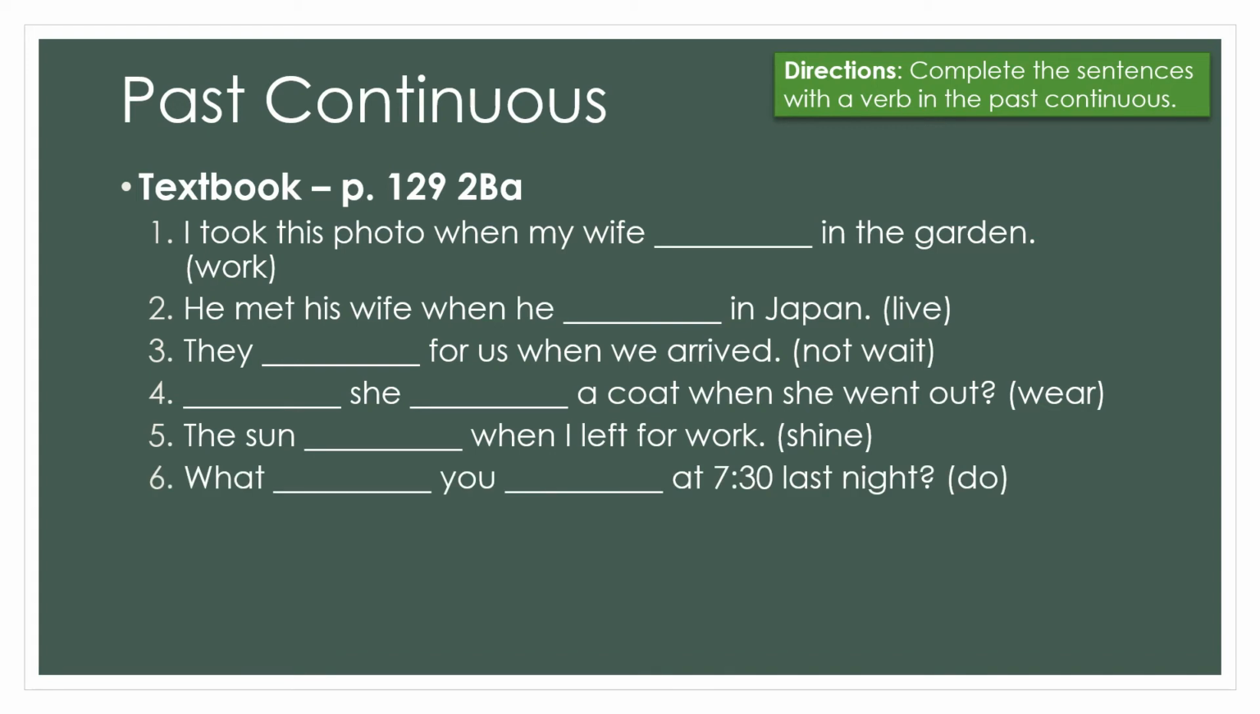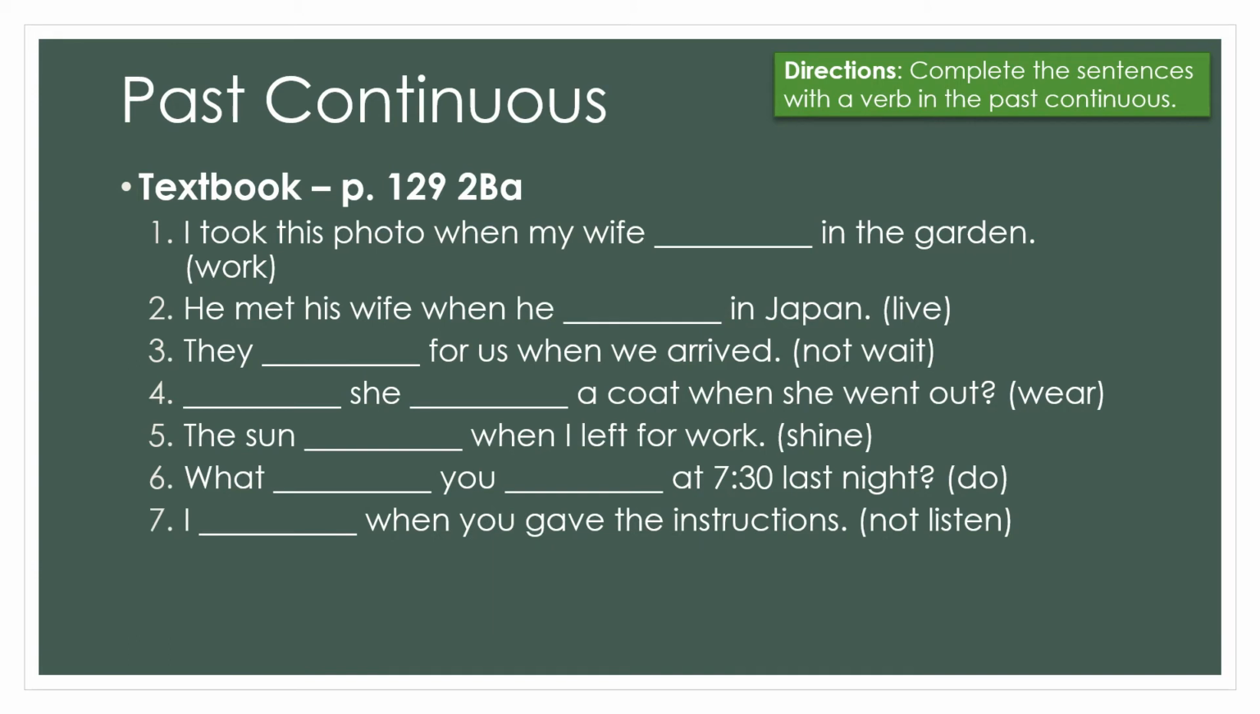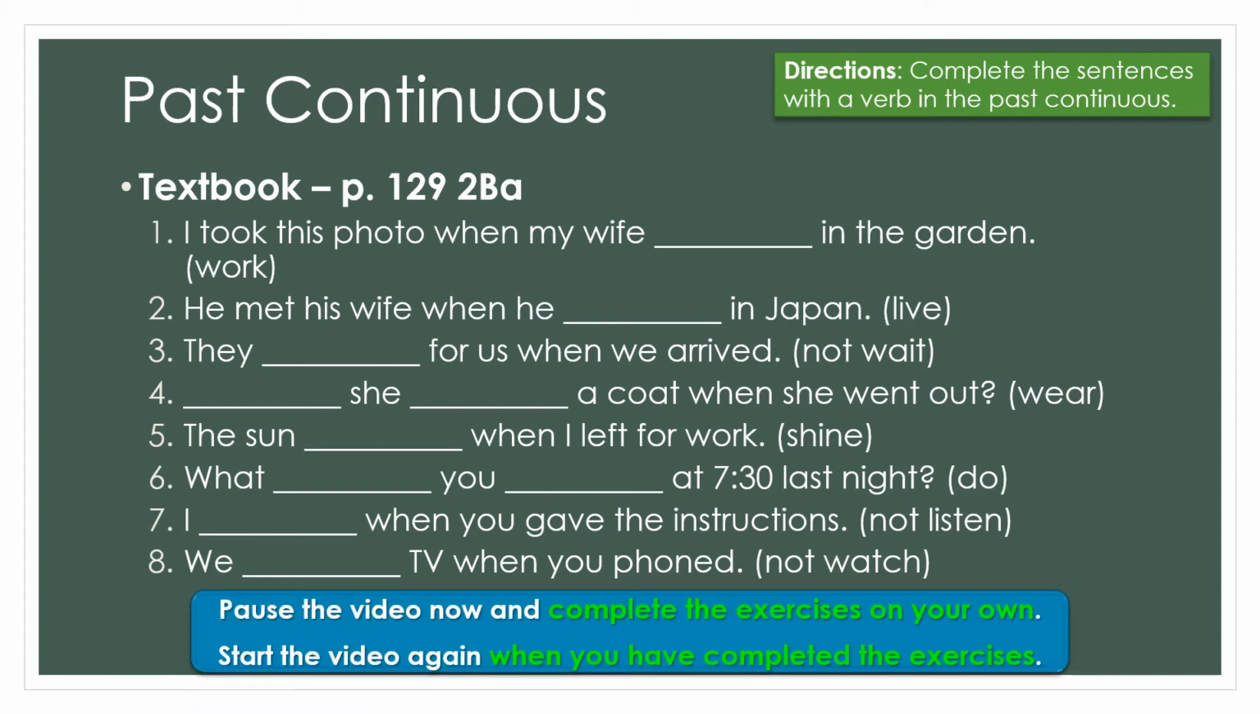Number 6, what blank you blank at 7:30 last night, using the verb do. Number 7, I blank when you gave the instructions, using the not listen form. Number 8, we blank TV when you phoned, using not watch. Please pause the video now and complete the exercises on your own. Start the video again when you have completed the exercises.